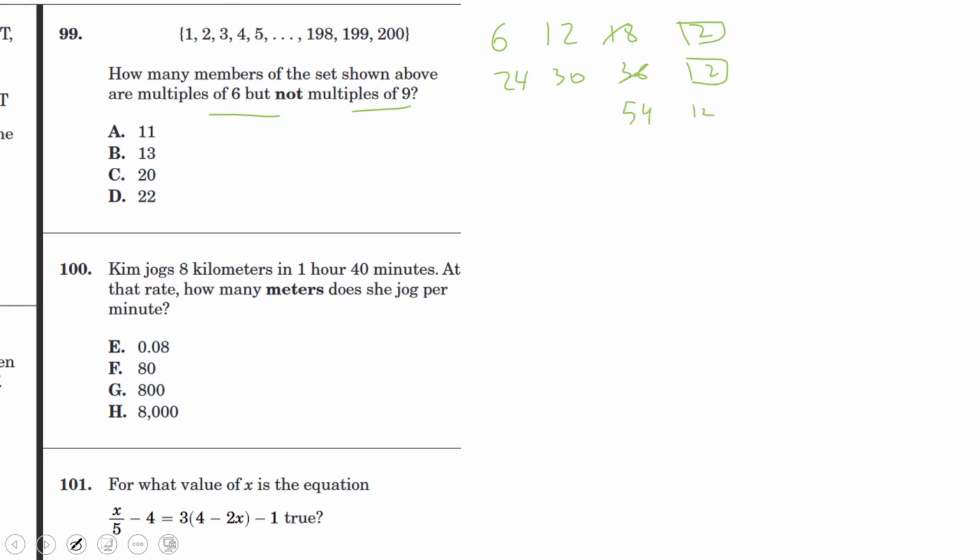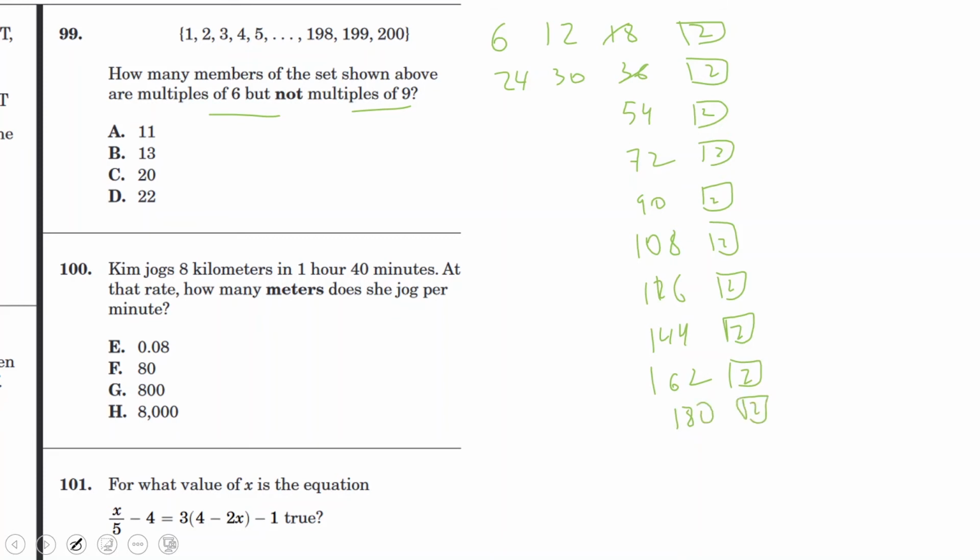So 54, we're going to have 2, plus 18, 72, we're going to have 2, plus 18, 92, we're going to have 2, plus 18, 108, also 2, 126, also 2, 144, also 2, 162, 180, also 2, and then 198, also 2. Here's the thing, 199 and 200 not divisible, can ignore them. So we got 1, 2, 3, 4, 5, 6, 7, 8, 9, 10, 11. 11 times 2, 22. D.